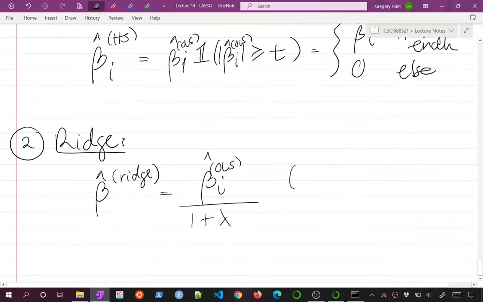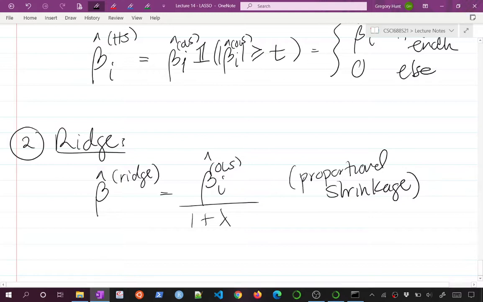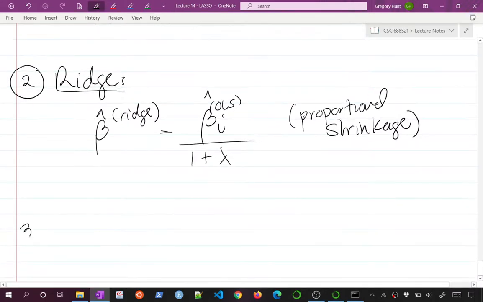So what this is called is proportional shrinkage. I'm just shrinking all of my beta hats by a factor of 1 over 1 plus lambda. As we said, it's a shrinkage operator. The third is Lasso.